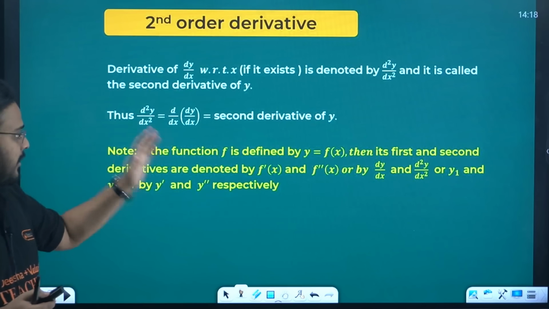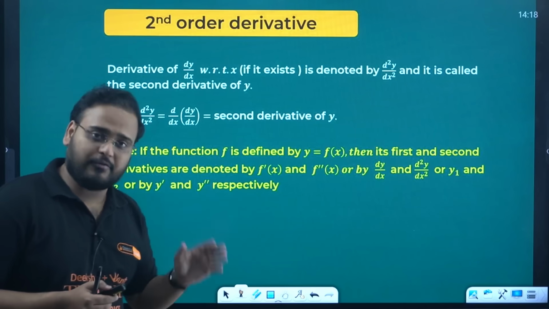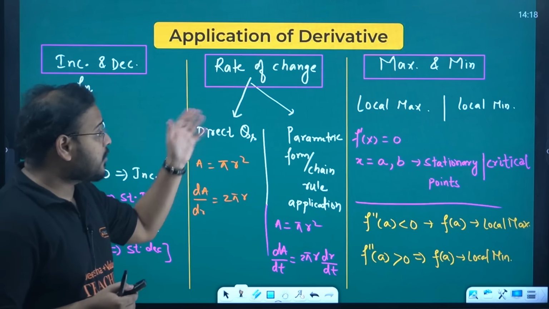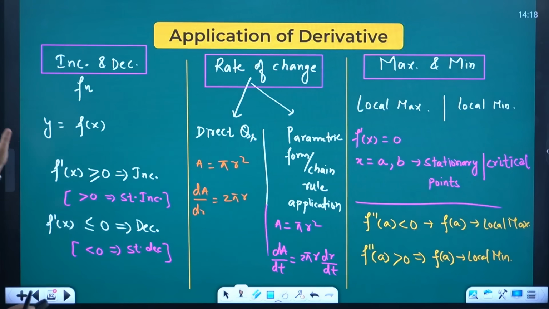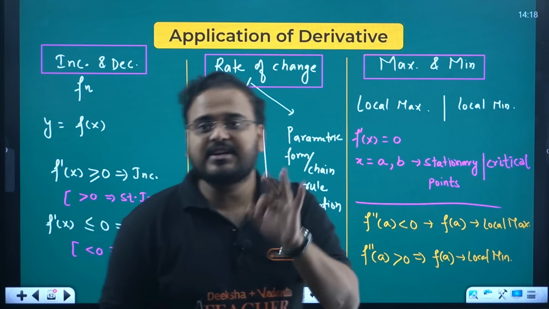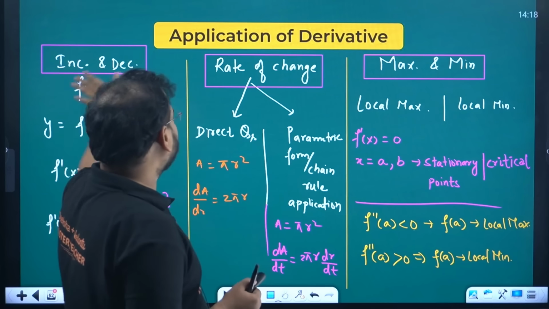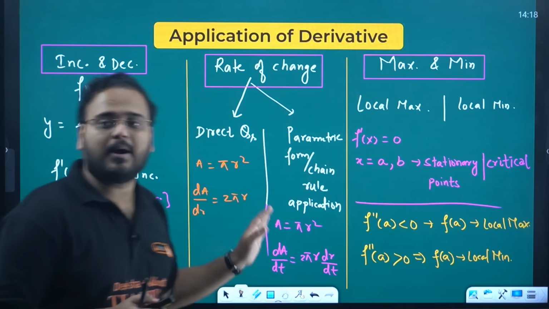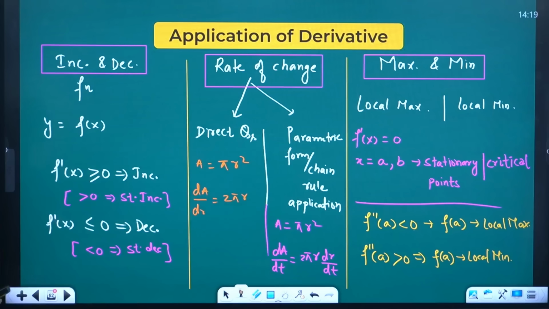Yeah. Now second order derivative, one question will come from here for sure in your CET. Now this is very important. As I mentioned, I've given you a summary of all the 3 types of questions that come. 3 questions come in CET, and they'll come one from increasing decreasing, one from rate of change, one from maxima minima. So I've given a brief introduction for all of this.